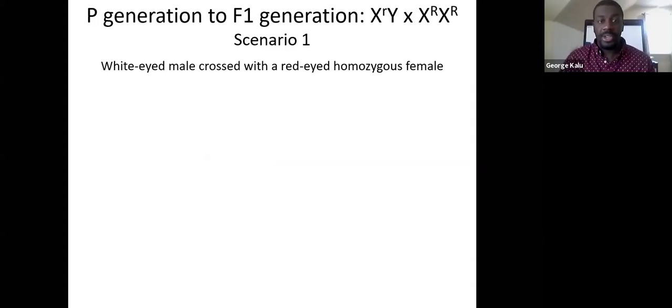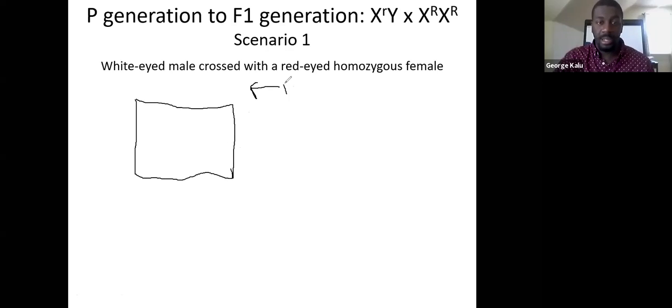We're going to take a look at a set of crosses here. Here we have a white-eyed male, X little r Y, crossed with a red-eyed homozygous female, where we have X big R X big R. Again, we're going to do this the exact same way, so we're going to draw our Punnett square. It doesn't matter where you put the male, but I'll put the male on the top, and then I'll put the female on the other side.